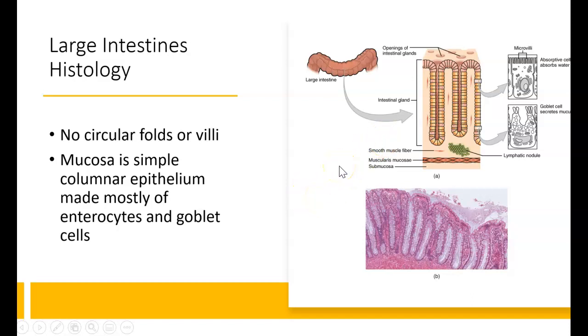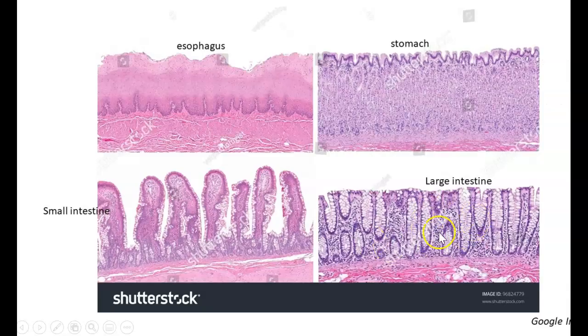Remember, goblet cells are producing all of that mucus. There's still a lot of mucus production that's occurring. And then the enterocytes. So again, looking at this picture, you can see all of these big white blobs here are goblet cells. You can see those really well in the large intestines. No villi, no microvilli. No circular folds, no villi, no microvilli.